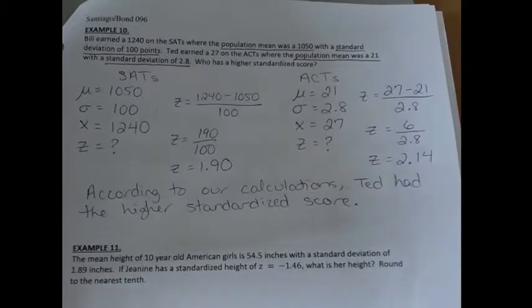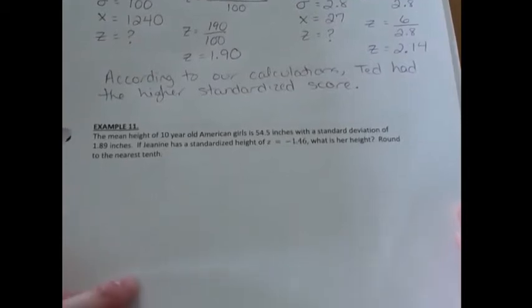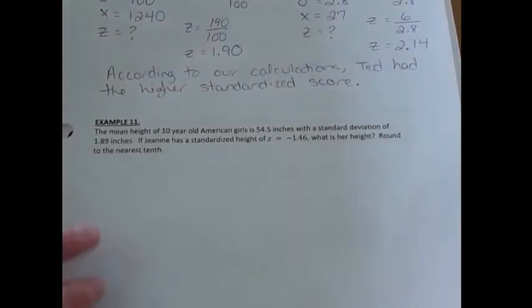Let's look at number 11. The mean height of 10-year-old American girls is 54.5 inches with a standard deviation of 1.89 inches. If Janine has a standardized height of z is equal to negative 1.46, what is her height? And we want to round to the nearest tenth.